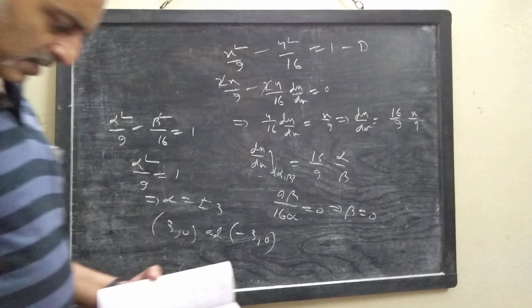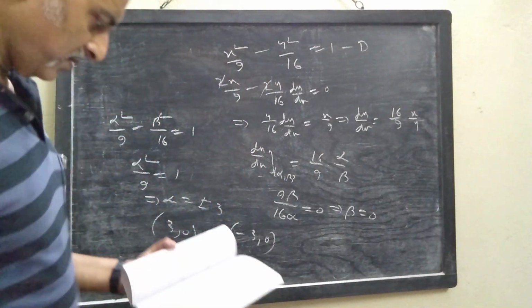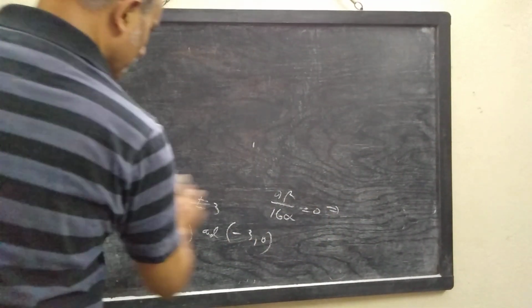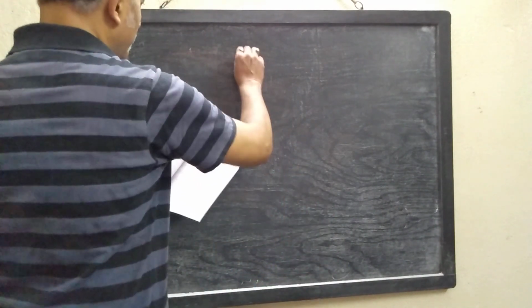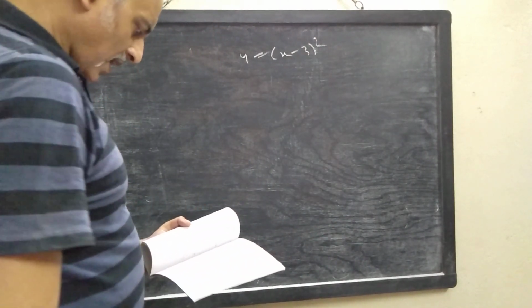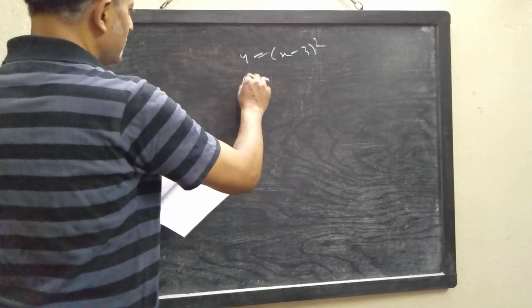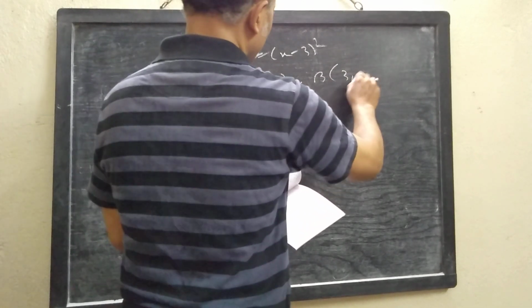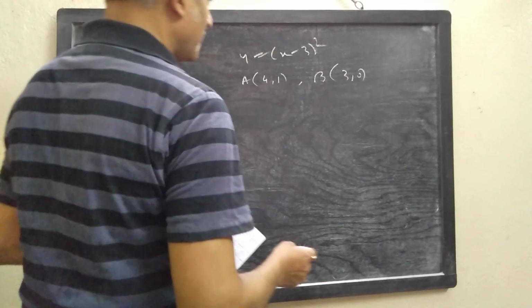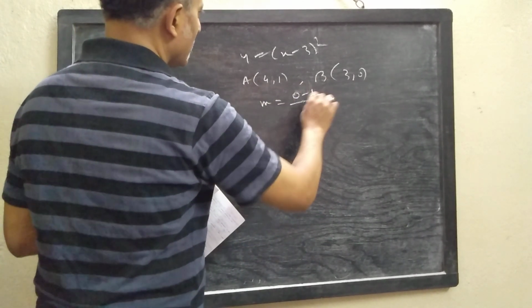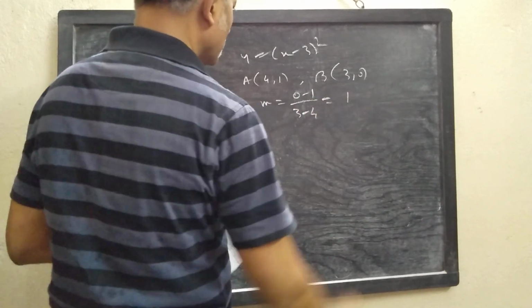Now, let us give you a homework, today's last question. Find a point on the curve y equals (x minus 3) whole square where the tangent is parallel to the line joining, say, A (4, 1) and B (3, 0). Just simple. First find the slope of the line AB. Slope will be (0 minus 1) by (3 minus 4), that is 1.